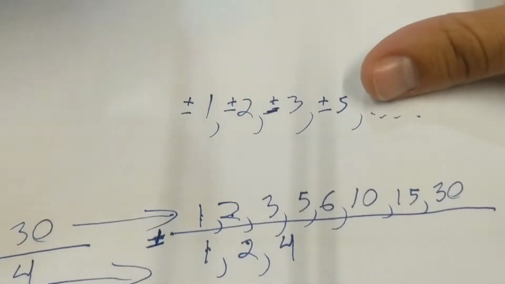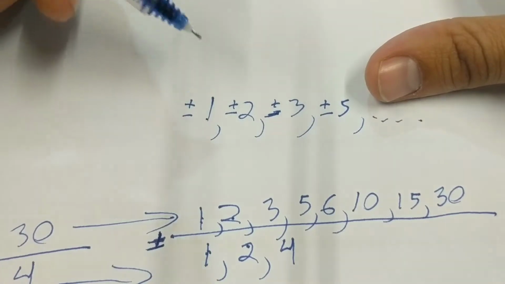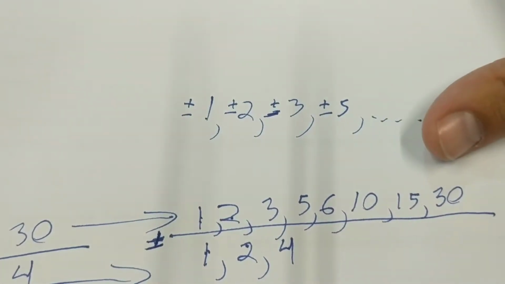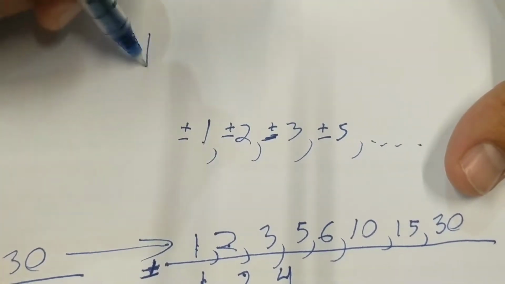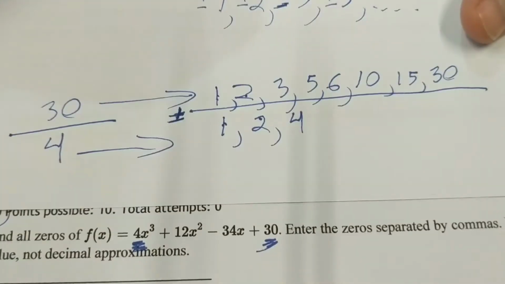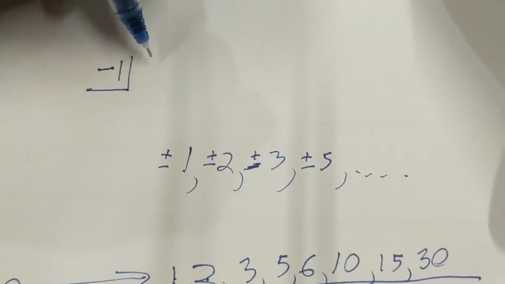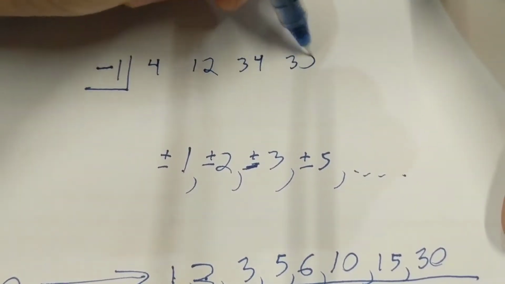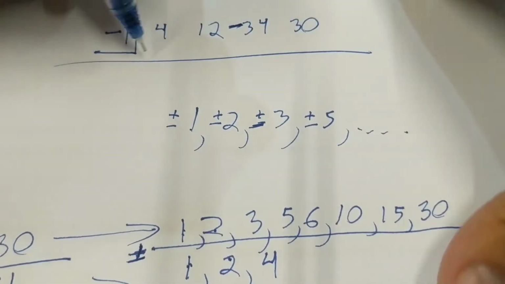So we'll try -1, and then we'll try +1, and then whatever until we get one that works. If I were to try -1 and do the synthetic division thing, how did the function go? It was 4, 12, 34, 30. And I think the 34 was negative, yeah. So 4, 12, negative 34, 30.